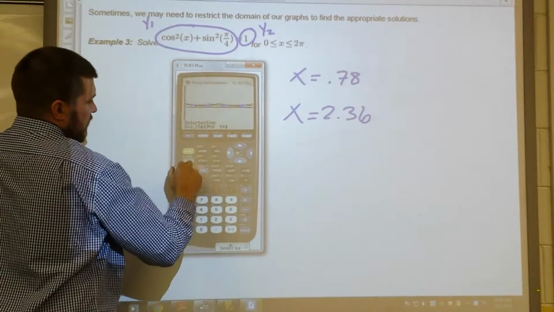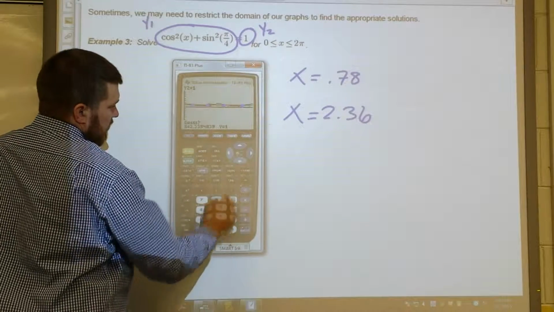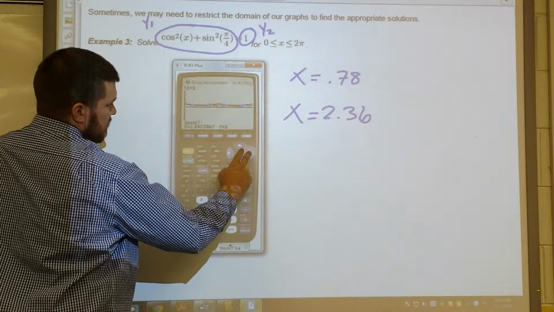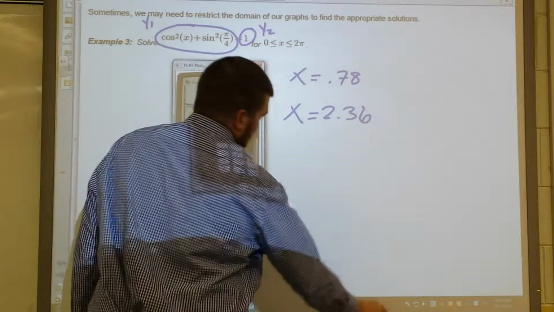Alright, let's find the next point of intersection. So second calc, option 5, first curve enter, second curve enter, guess. And I get 3.93.